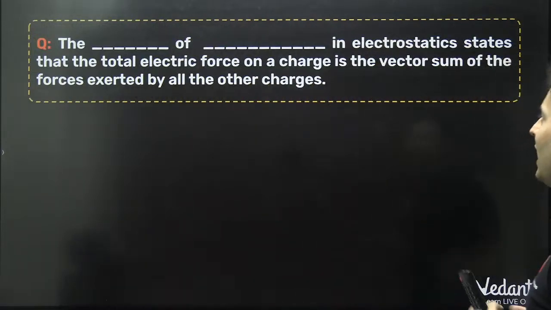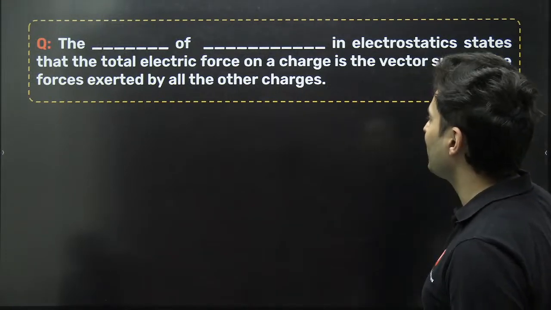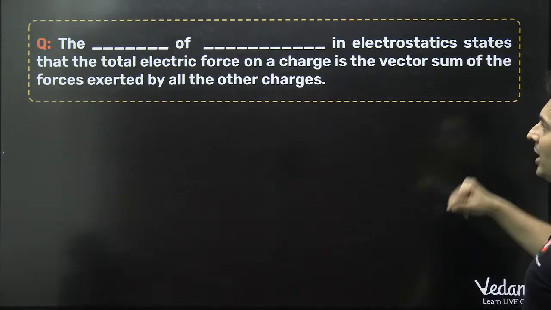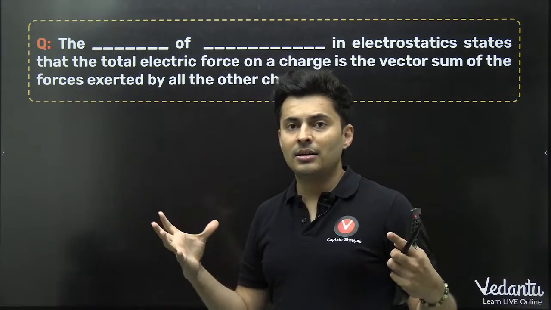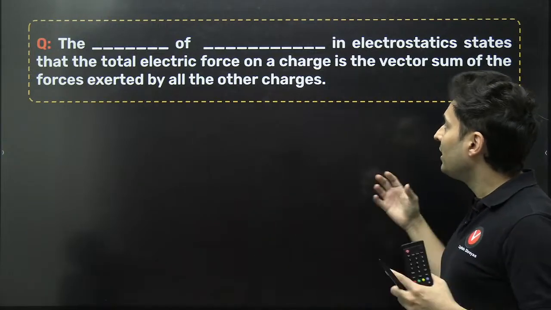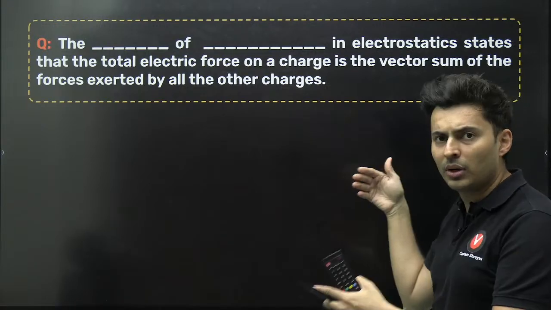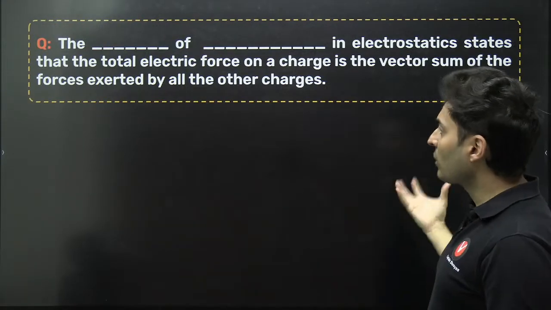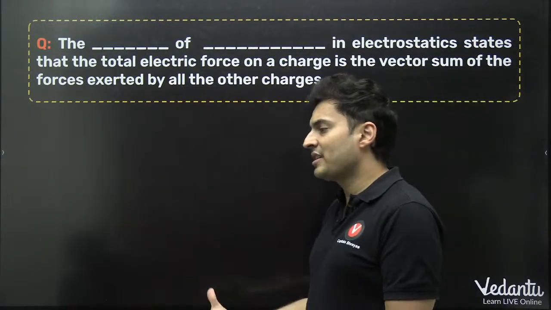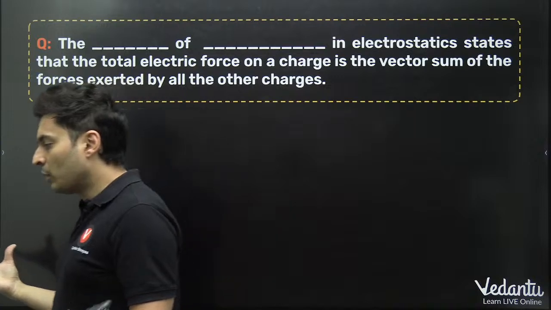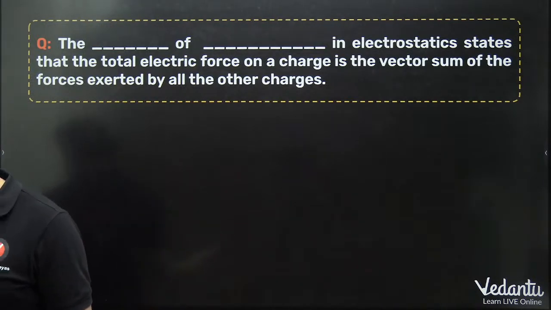The dash of the dash in electrostatics states that the total electric force on a charge is the vector sum of the forces by all the charges. So if you take a charge, the total force on it is the vector sum of all the forces F1, F2, F3, F4. If you add them vectorially, you get the total force. Who is that? Come on, think about it.